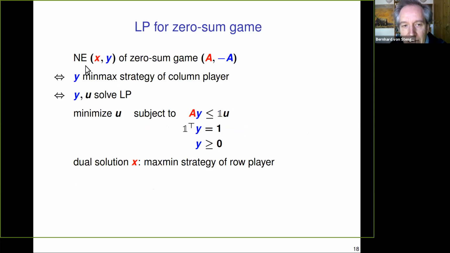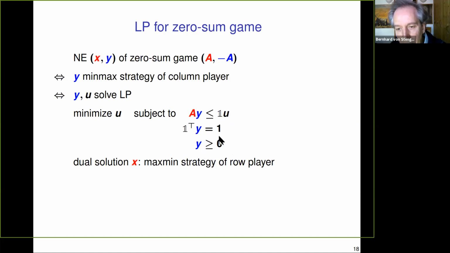Now, equilibrium is a min-max strategy, which means the following. If I look at all possible mixed strategies y, this is described by the following linear constraints. The sum of the components of y, this is the all-1 vector times y, is equal to 1. So they sum up to 1, they are non-negative. So this means this is a probability distribution.